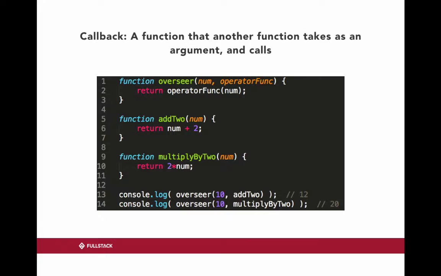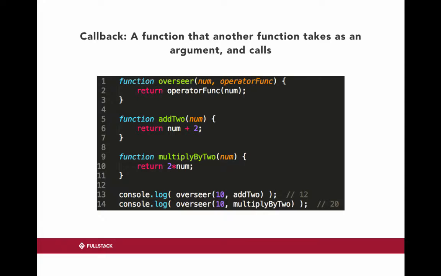A callback is simply a function that another function takes as an argument and then calls. So in this snippet, we have a few functions. We have one called overseer, and it expects a parameter called num and a parameter called operator func. And you can guess what this is going to be. Then we have two simple functions defined below. One is add2, and it takes a number and just returns that number plus 2. And the other is multiply by 2, and it takes a number and returns that number multiplied by 2.